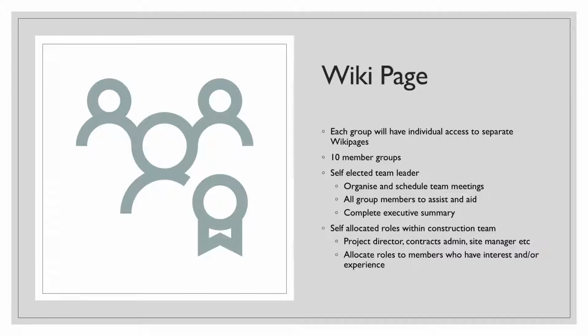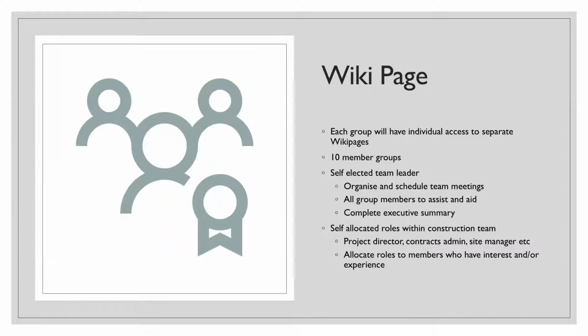Each group will have individual access to their own wiki pages, so you'll be able to see the work done by your other group members, but you won't be able to see any of the other groups. You'll have a self-elected team leader who will organize and schedule team meetings. All group members are to assist and aid this group leader. It's not just down to them, but it's best if they take on the role. The team leader is also going to be required to complete an executive summary.